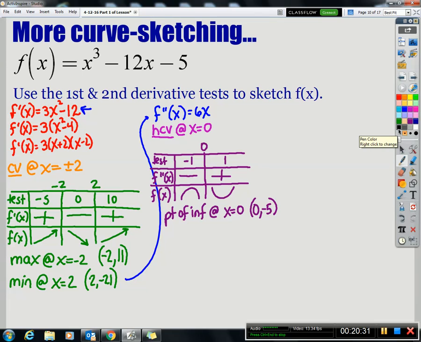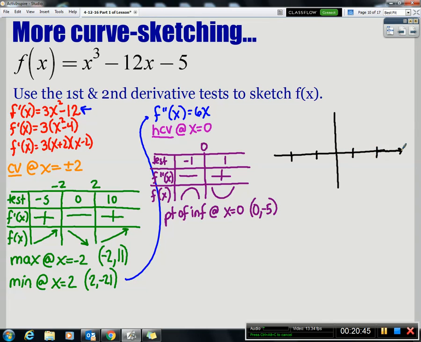So let's see here. It looks like my big stuff's going on at -2, +2, and 0. So I'm going to spread those out a little bit. And I'm going to say we've got a max at -2, 11. And I'm going to label max up there.